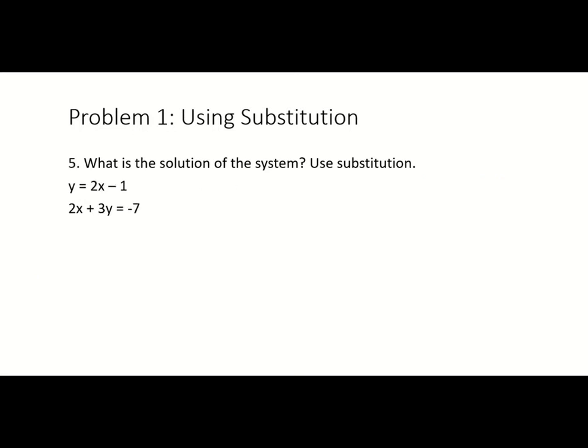And our last example for today, what is the solution of the system? Use substitution. We have y equals 2x minus 1 and 2x plus 3y equals negative 7. Again, for substitution to work, you have to have one of the equations solved for a variable. In this case, the first one is solved for y. So we're going to plug that into the second equation. So we have 2x plus 3. I'm replacing y with what the first equation says, 2x minus 1. And I'm keeping equals negative 7.